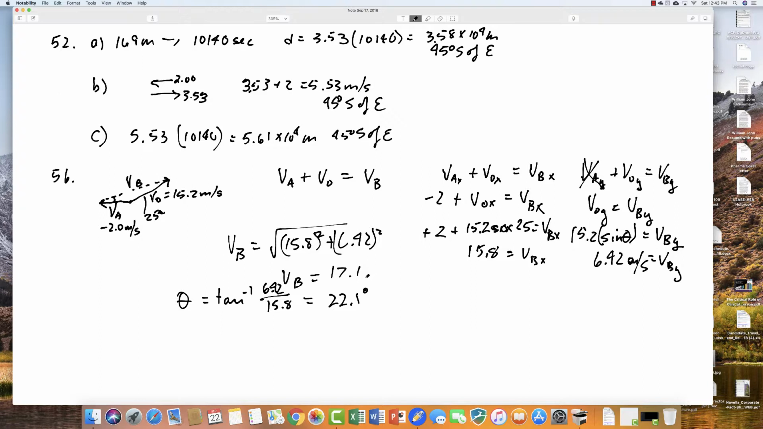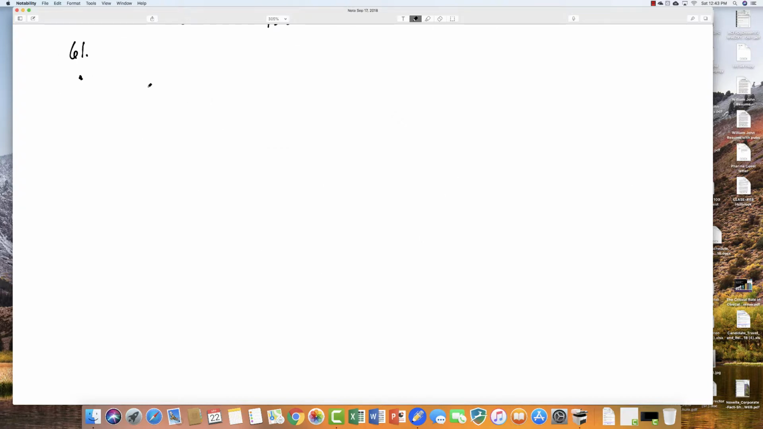The next problem is problem number 61. A sandal is dropped from the top of a 15-meter high mast of a ship moving 1.75 meters per second due south. So it's traveling 1.75 meters per second, and it's dropped from the top of a 15-meter mast.